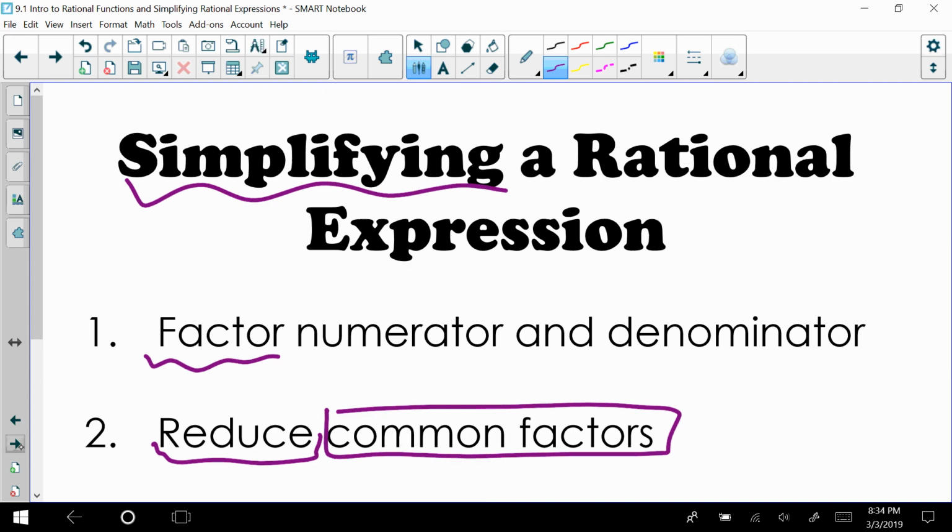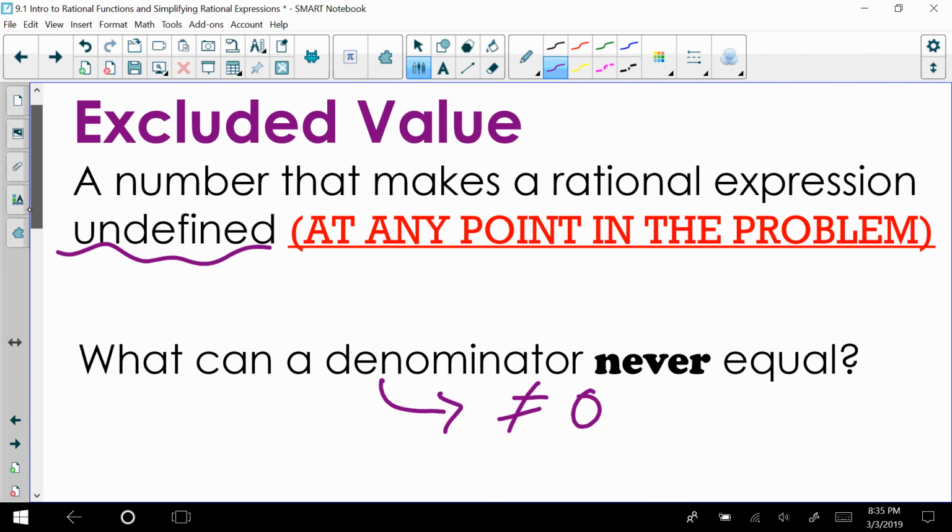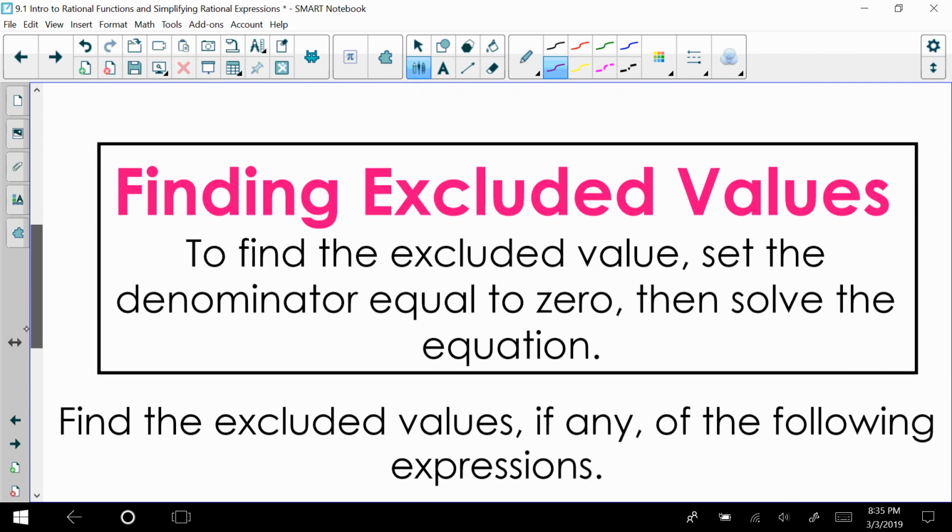Let's keep going in the notes. We'll see what we can get through here. An excluded value is a number that makes a rational expression undefined. Why is it undefined? That's because the denominator can't be 0, which is what we were just covering. These are the notes. You need to pause the video if you need them.